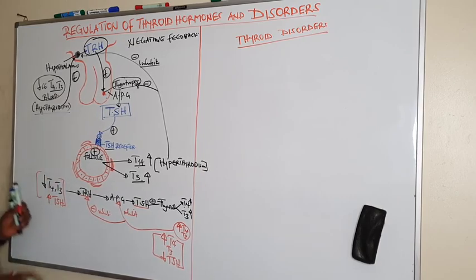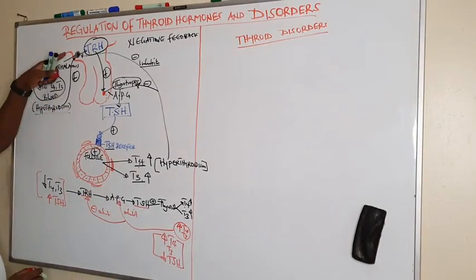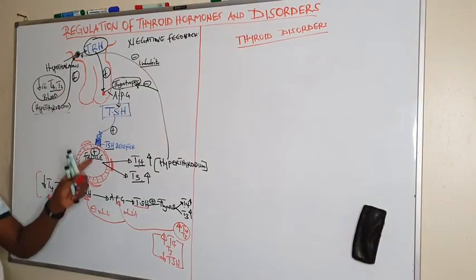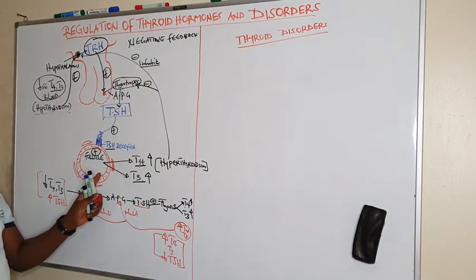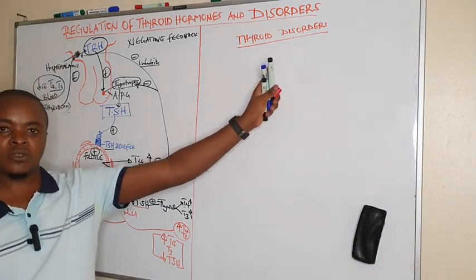So after understanding the regulation by the negative feedback mechanism, that is the hypothalamus, pituitary, thyroid axis, now this one is going to lead us into thyroid disorders.